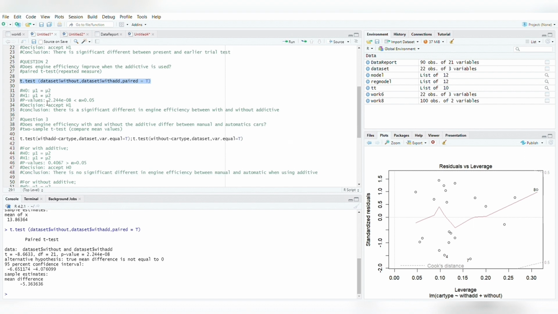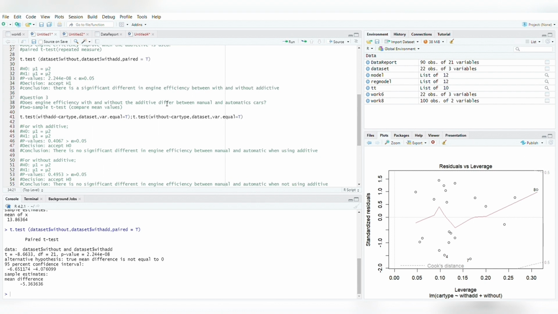So the hypothesis for this question: H null, mu1 must equal mu2, and the other hypothesis H1, mu1 must not equal mu2. The p-value we get from the result that we ran just now is lower than alpha 0.05. If the p-value is lower than alpha, we must accept H1. The conclusion for this question: there is a significant difference in engine efficiency between with and without additive.